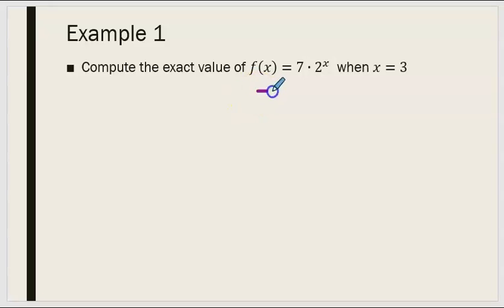In this case, I'm just going to have 7 times 2 to the 3rd power. Now don't forget to always use your PEMDAS rules. So before we multiply, we do have to do this exponent here. So 2 to the 3rd power is 8, and then 7 times 8 is 56. So this was basically just a matter of substituting the number in and then simplifying the expression.